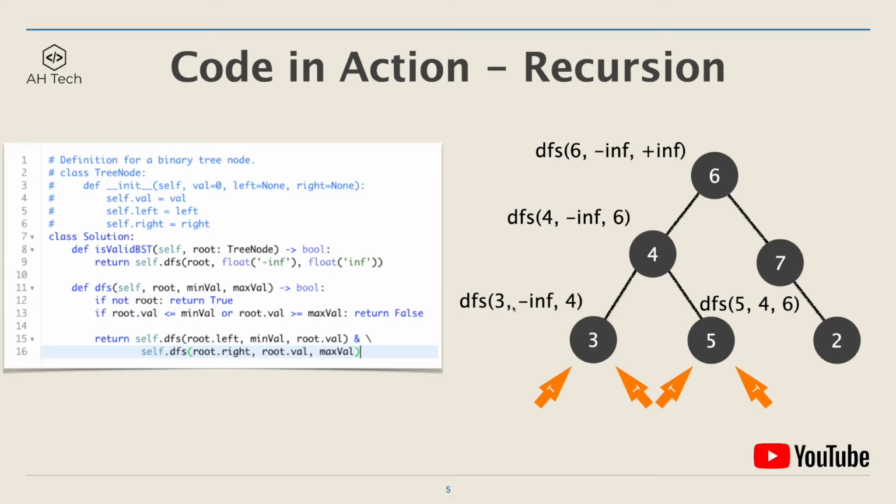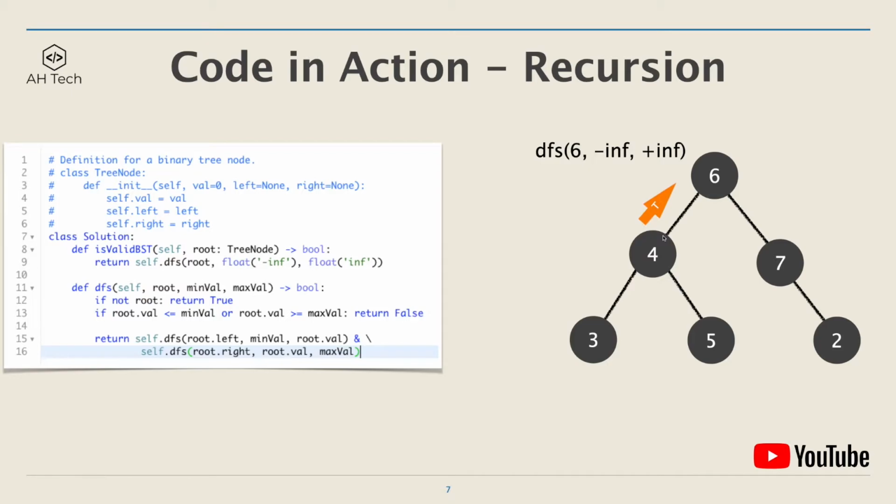Next, let's check at nodes 3 and 5. At node 3, its current node value sits between the minimum and the maximum value. And for node 5, its value 5 is between 4 and 6. So they are both valid binary search tree nodes, and they will also return true to the root. At node 4, its value 4 is also between the minimum and the maximum value, so it will return true to the root. So we can see that the left subtree is a valid binary search tree. And next, let's look into the right subtree.